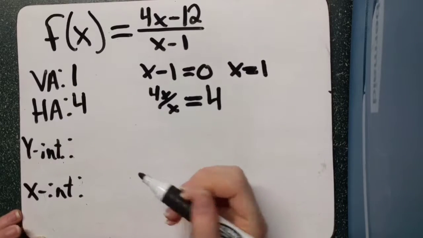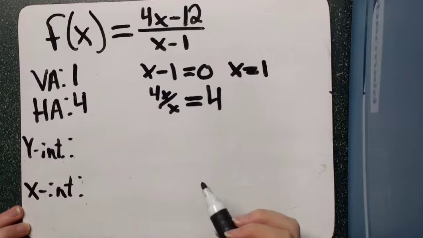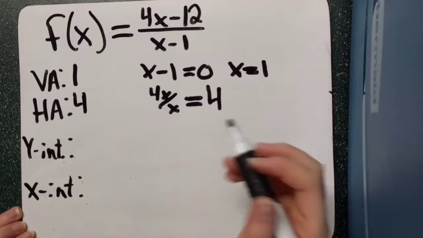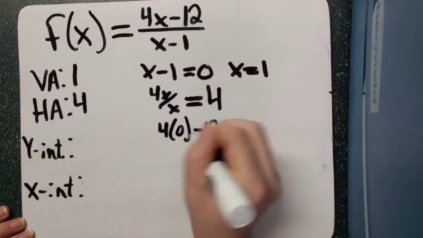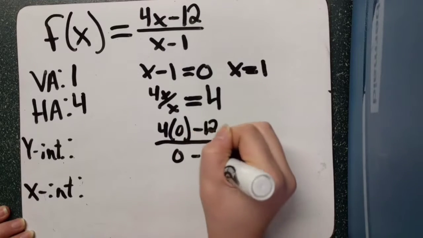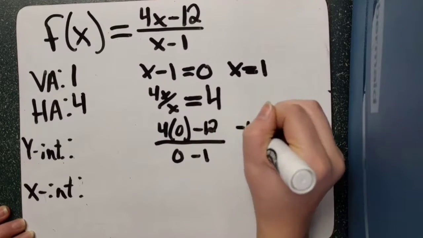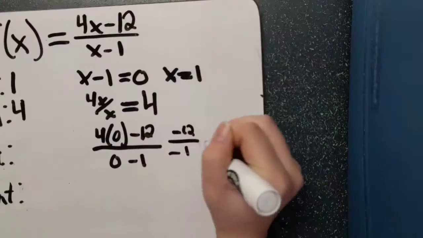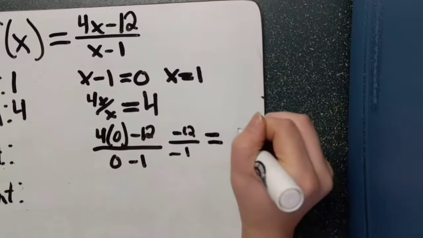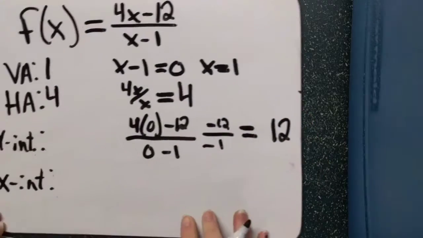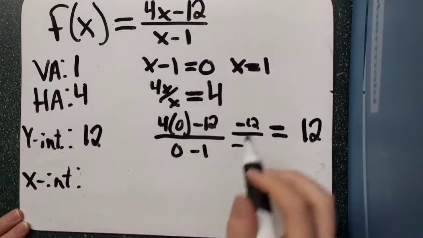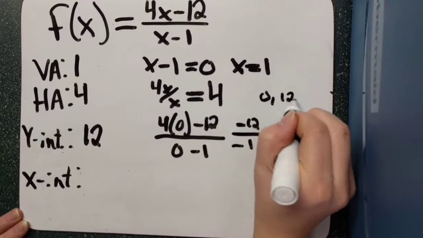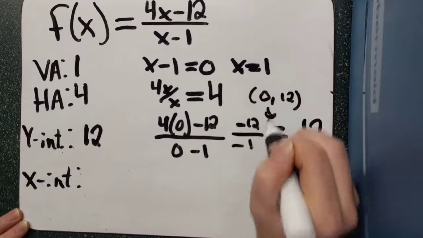Our y-intercept, we substitute 0 in for all the x's in the function. So we're going to have 4 times 0 minus 12 over 0 minus 1. This gives us negative 12 over negative 1, or just 12. So our y-intercept is going to be 12. If we wrote it as a point, it would be 0, 12.